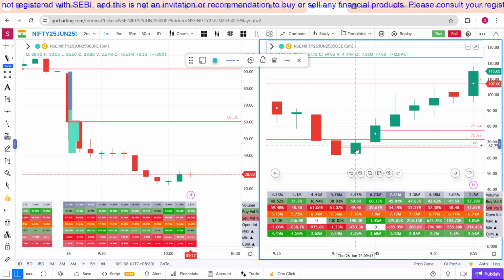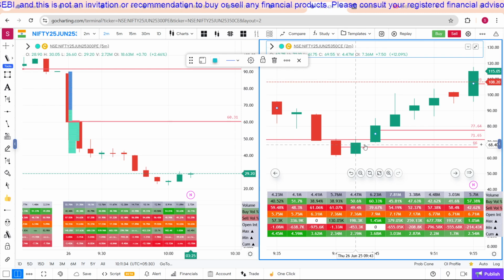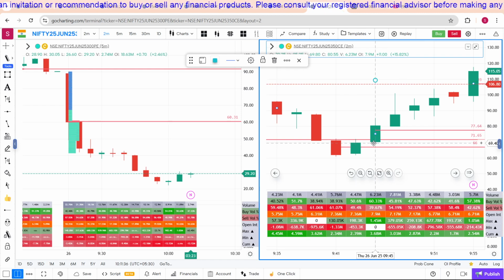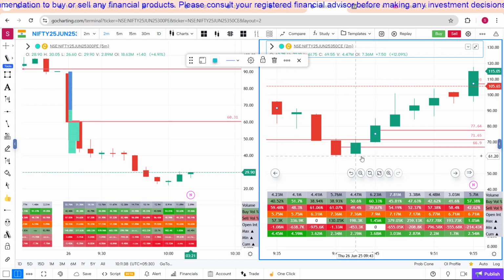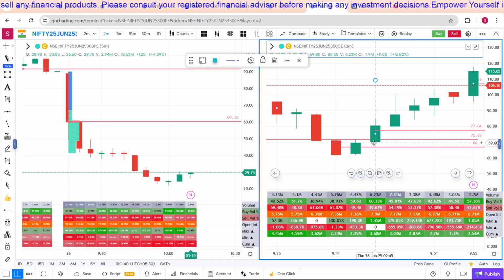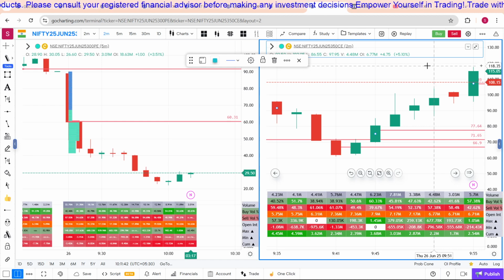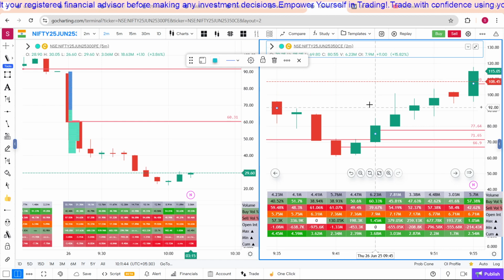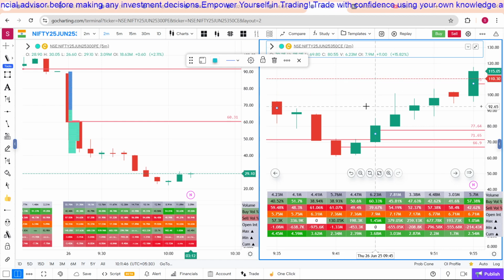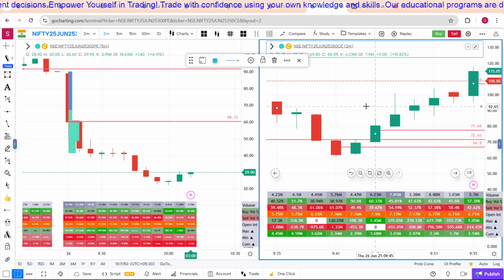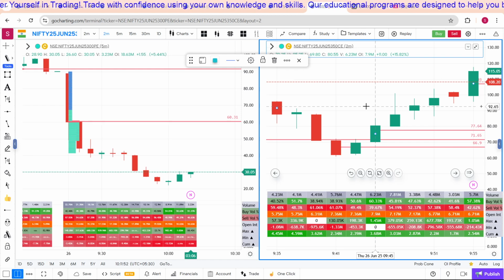And above any candle close, go for a buy, 70. The stop loss will be 61. From 70, it has gone up to 120. Trending option only you have to take. That means the option which trades above open price.